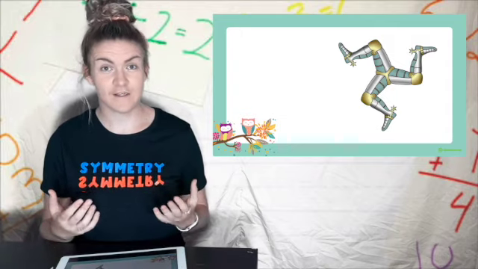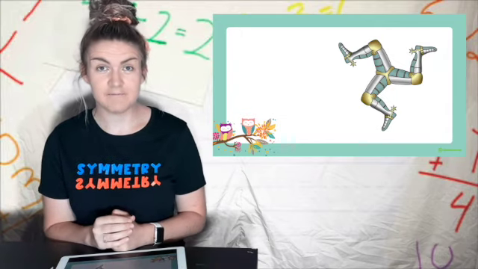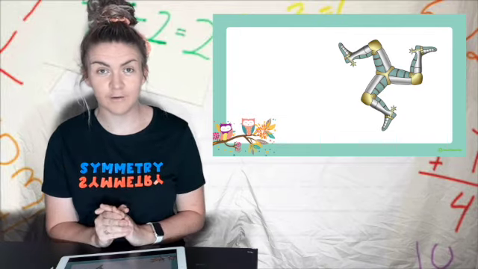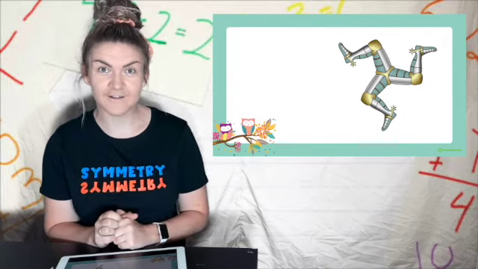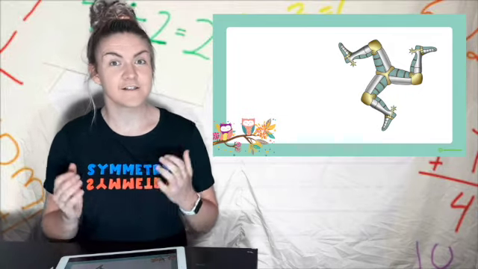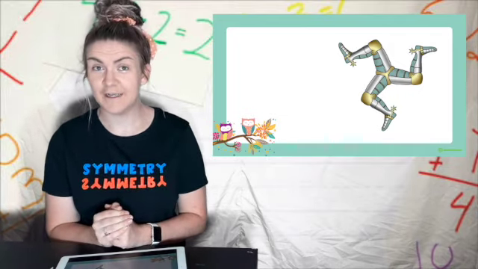We can also get some other examples that are man-made, and some of them can seem really crazy and like they don't even have symmetry at all. This is called the Triskelion, and it's on the flag of the Isle of Man, and it actually has symmetry in it. But let's find out how.